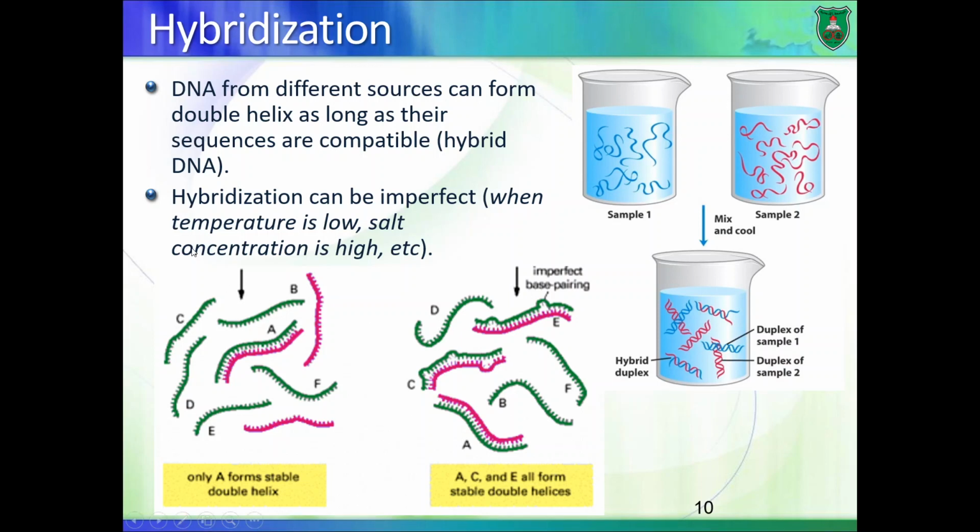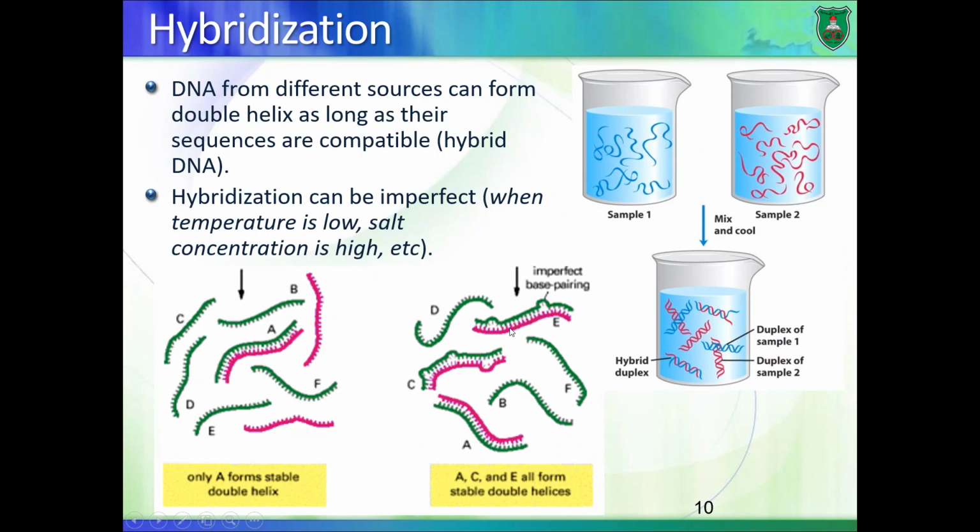Okay. Can you have imperfect hybridization? That is, can you have hybridization between two strands that are not exactly complementary to each other? Definitely, you can, as long as you have enough hydrogen bonds between the two strands. You can have formation of hybrids, or imperfect hybrids.